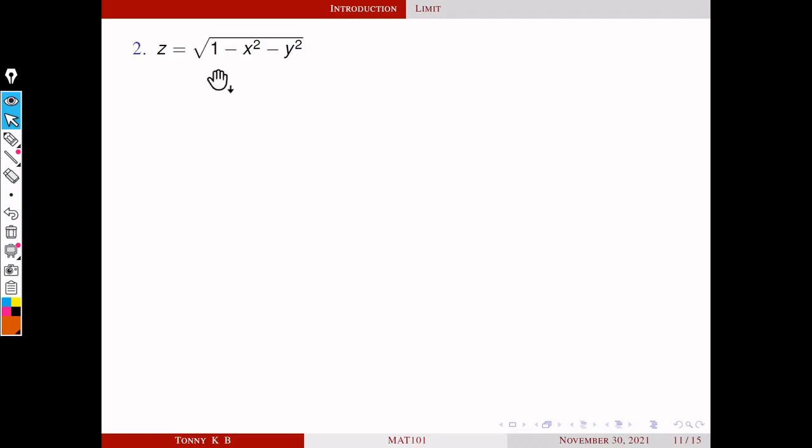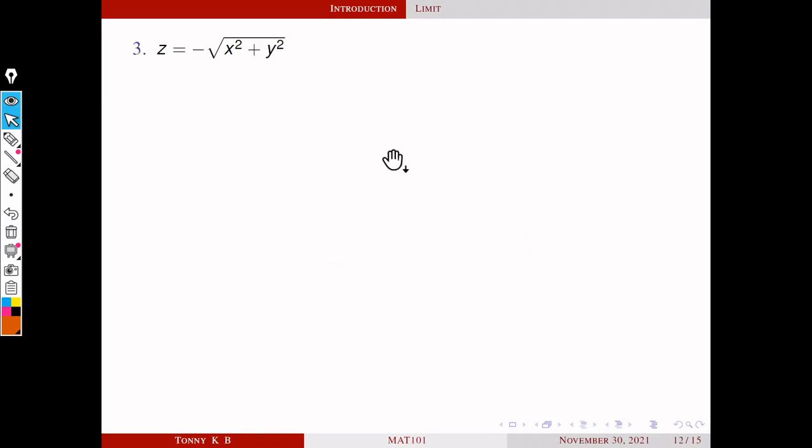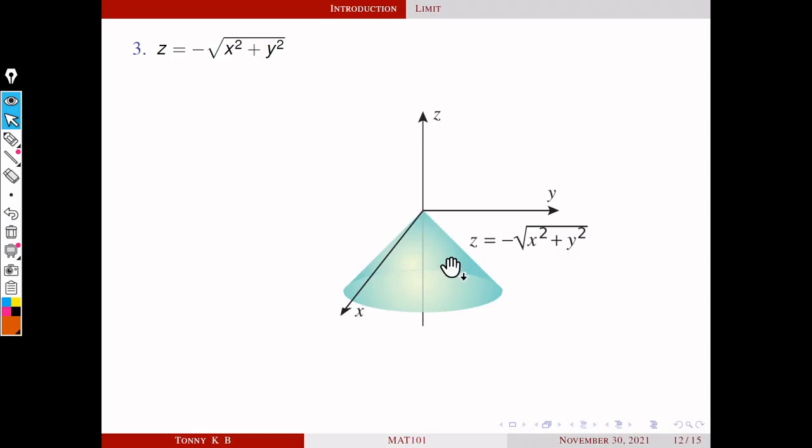Clear? Okay, consider this surface. Already we know that it's the upper hemisphere of a sphere, with radius 1 and center origin. And what about this surface? Is it continuous? Yes, we know its surface is like this. There are no tears or holes in the surface, so it is clear that this is a continuous surface. Similarly, this represents an inverted cone, and this is also continuous. There is no break in this surface.